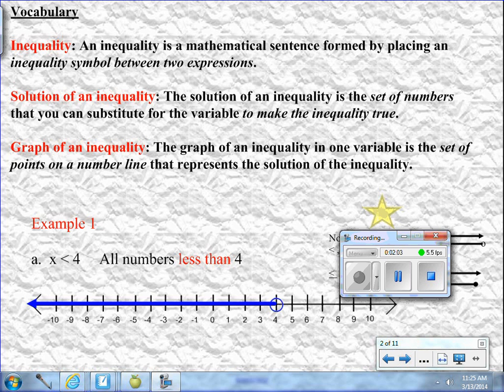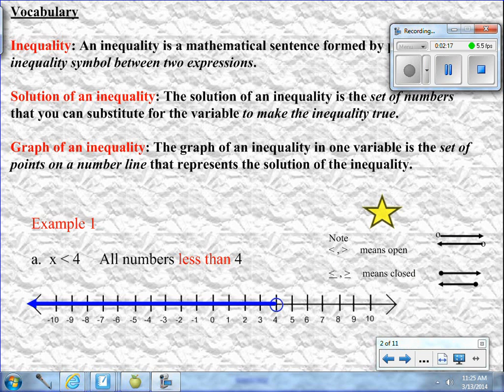The last term that you'll be using is graph an inequality. The graph of an inequality in one variable is the set of points on a number line that represents the solution of the inequality. So in these inequalities, you're going to be asked to graph them, and you will graph them on a number line.